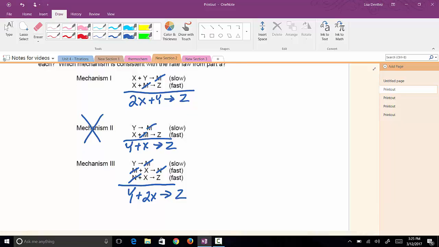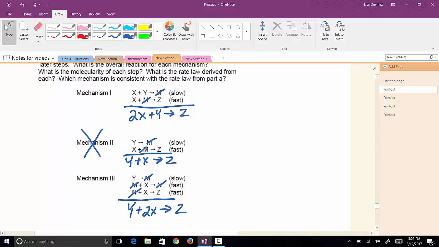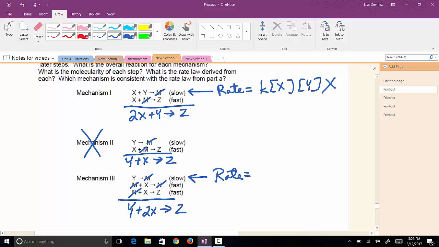So now we want to look at, well, what is the rate law for the slow step? For this one, the slow step is bimolecular, and I would have rate equals k[X][Y]. So the rate law for the slow step does not agree with our experimental rate law, so we can throw that one out. On this one, though, if I do rate equals k[Y], it adds together to give us that rate, and the rate law of the slow step does agree with my experimental rate law. So this mechanism 3 would be a valid mechanism.